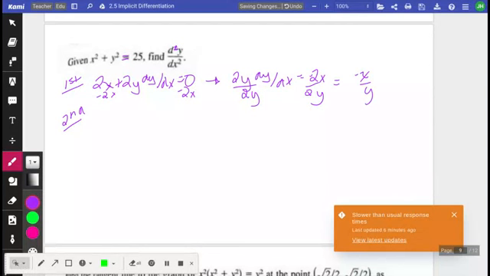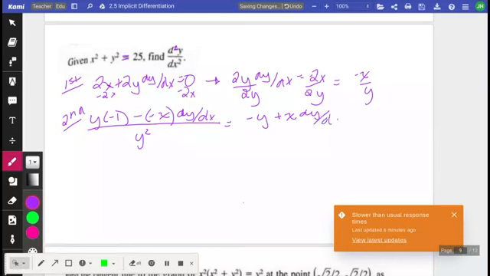Now moving on to the second derivative, we'll have to do the quotient rule. So we will do low d high minus high d low all over the square of what's below. So we'll do low d high minus high d low, derivative of y is dy over dx, all over the square of what's below. So we have this. And I can simplify that a little bit to negative y plus x dy over dx over y squared. Some might think that's a good place to stop, but it's not.